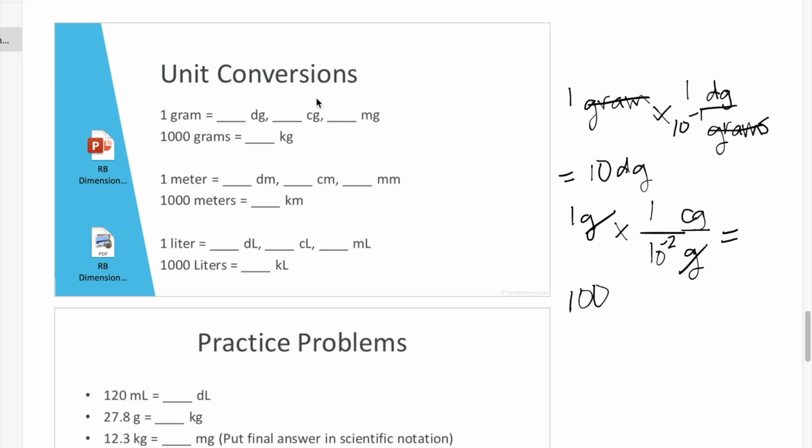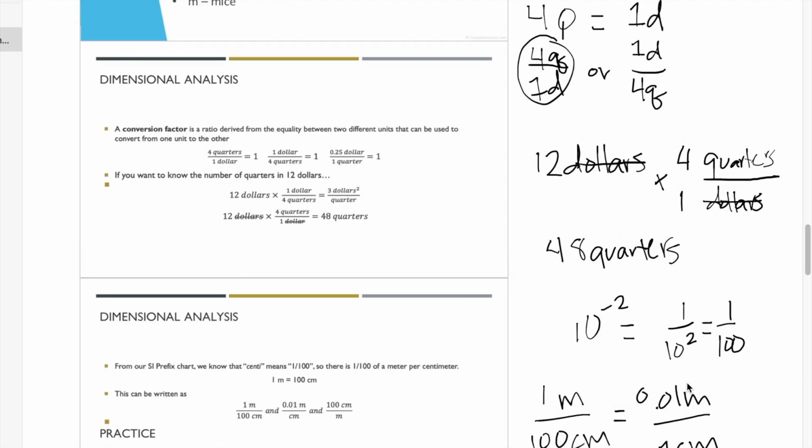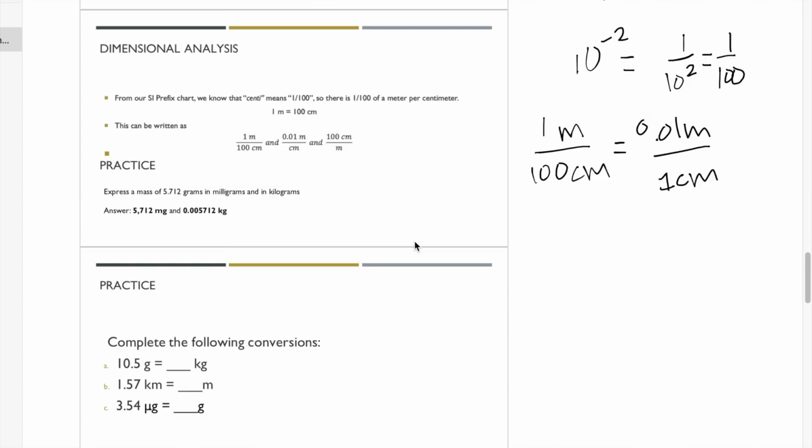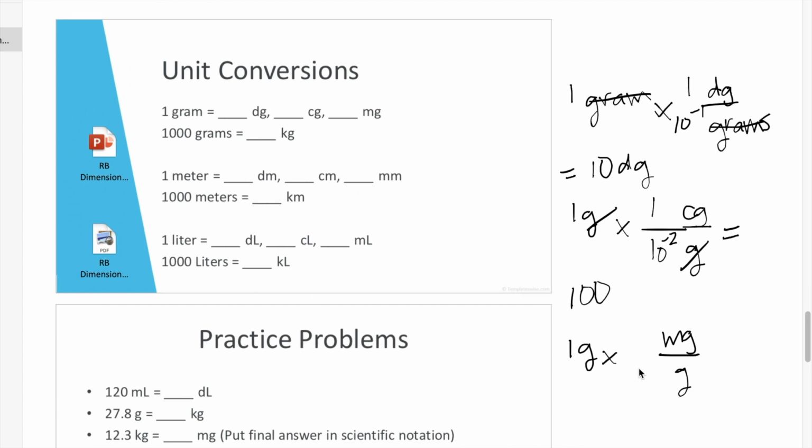Okay, now let's convert from grams to milligrams. 1 gram, right, and we're trying to get to milligrams now. So if we look up here, we see that there is 10 to the negative 3 grams for every 1 milligram, or 0.001. You can write either of these because when you compute it, it's the same thing. So 10 to the negative 3 goes on bottom for every 1 milligram. This will cancel out, and that will leave us with 1,000 milligrams. There are 1,000 milligrams in every 1 gram, right?